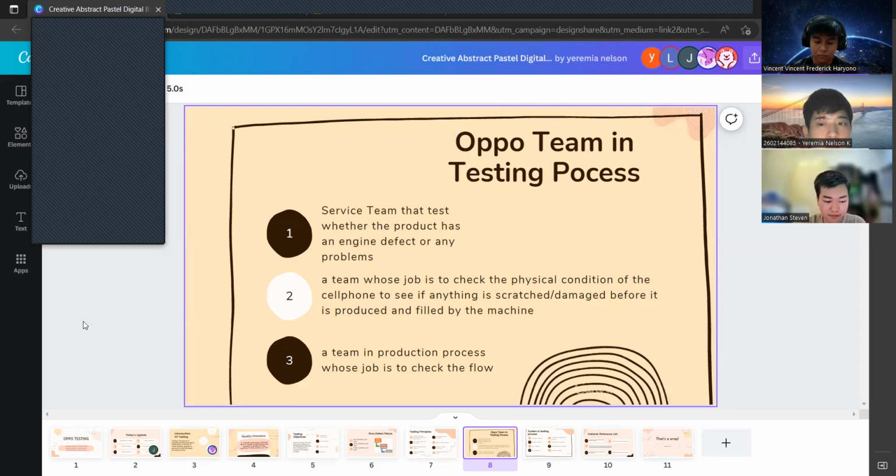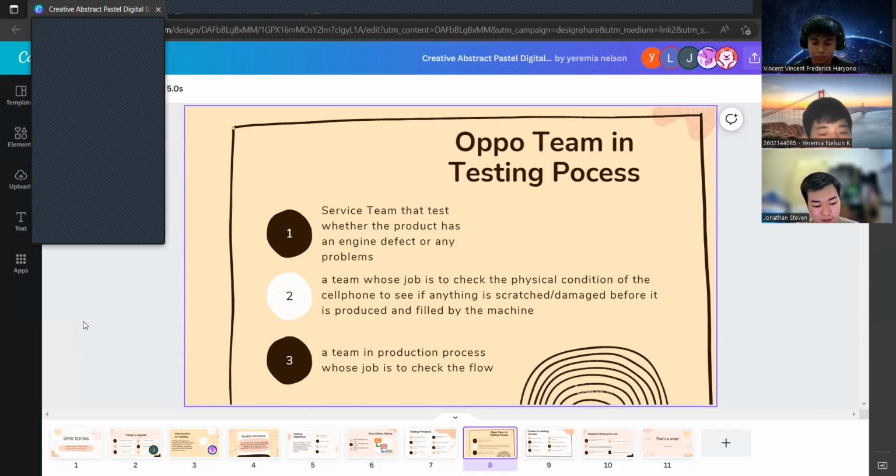Okay, next about testing at Oppo. First one is about the team. Oppo has a service team to test whether the product has an engine defect or any problems, and they analyze what causes the problem in the cell phone product. Oppo also has a team whose job is to check the physical condition of the cell phone to see if anything is scratched or damaged before it is produced and filled by the machine.